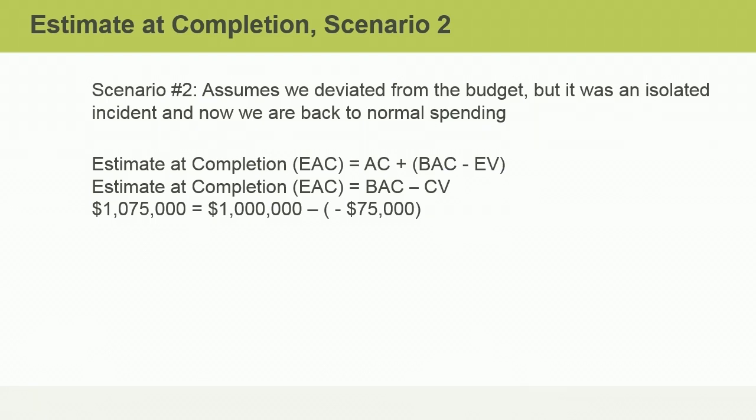In summary, an estimate at completion, or EAC, is a new budget forecast based on what we have learned and experienced with our project to date. We have covered two of the four possible scenarios for determining the EAC.